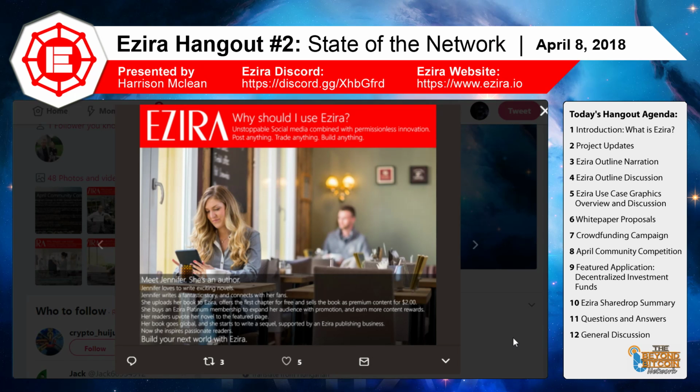So there's a micro payment involved of $2, which is fairly cheap for a book if you've ever bought one before, and there would be no price requirement. So she could choose the price of her own book. It could be 1 cent, it could be $20, because there's no transaction fees on Ezira transactions.